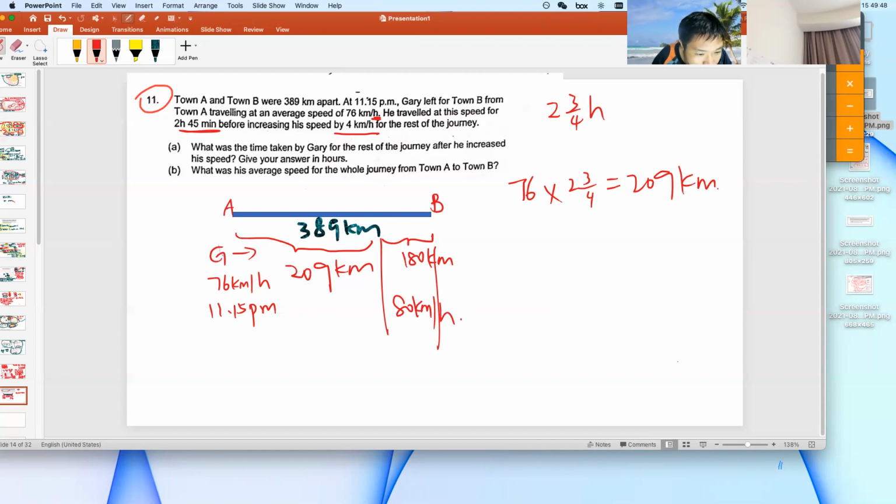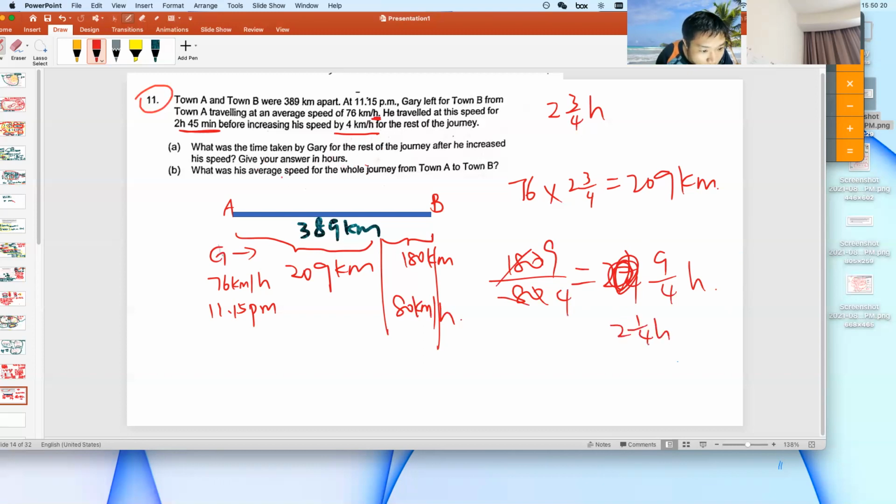So what was the time taken by Gary for the rest of the journey after he increased his speed? Then just use 180 divided by 80. So you divide by 2, you get 9 divided by 2, you get 4. So this is 2 and 1/4, or you can just leave it as 9 over 4 first. This is 9 over 4 hours. Then they ask for what? Give your answers in hours, 2 and 1/4 hours.